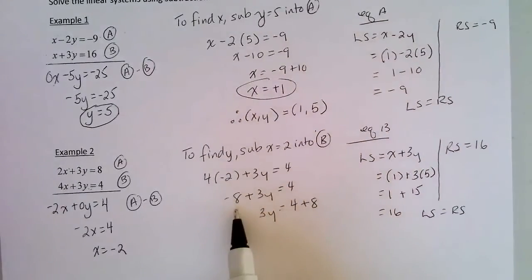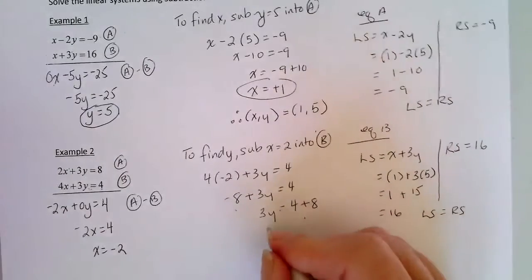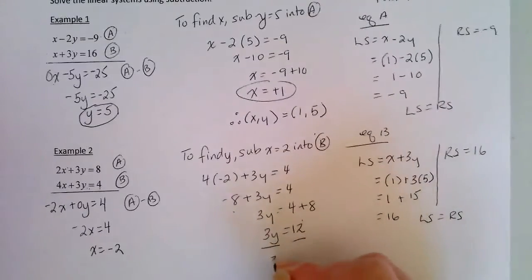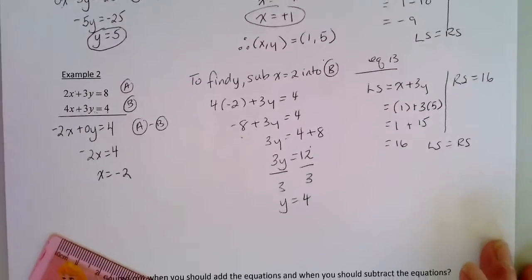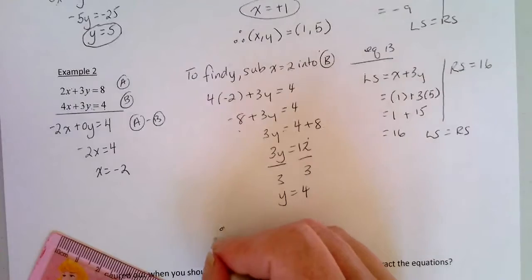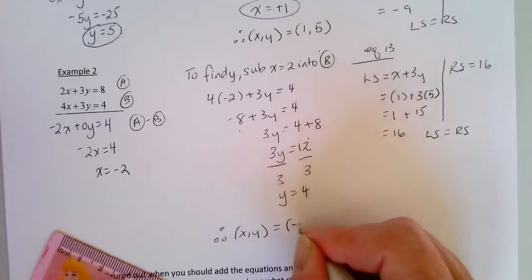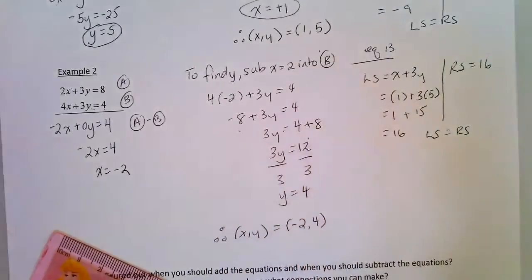I'm going to transpose the negative 8 to the opposite side. Collect like terms once again. Divide both sides by 3 to find that y is equal to 4. Our solution then is (x, y) equals (negative 2, positive 4).